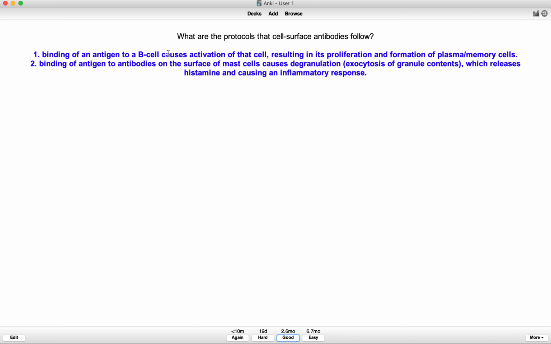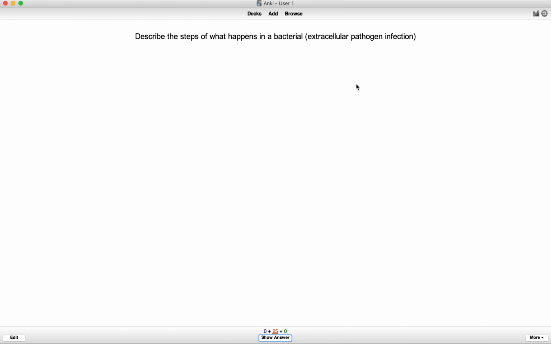Binding of an antigen to a B cell causes activation of that cell, resulting in its proliferation and the formation of plasma cells and memory B cells. Cool. But then this part, binding of an antigen to an antibody, is the next step. Antigens binding to an antibody on the surface of mast cells cause degranulation, which is exocytosis of granule contents, releasing histamines and causing an inflammatory response.